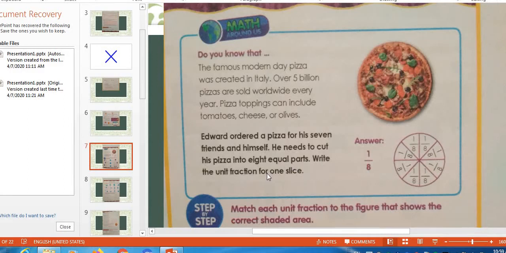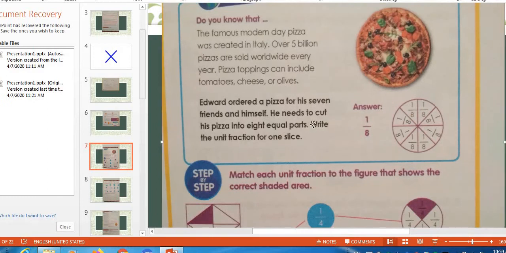Write the unit fraction of 1 slice. It's very easy. So I have just 1 over the total. The total parts I have is 8, so 1 over 8. So it's called an eighth.